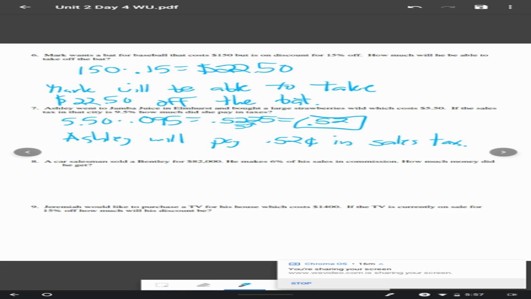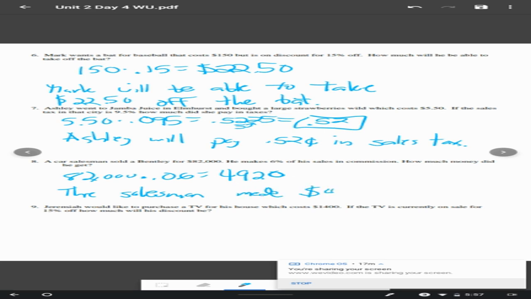Next one, a car salesman sold a Bentley for $82,000. He makes 6% of his sales in commission. How much did he get? So these are the two numbers that we just multiply for commission, 82,000. 6% divided by 100 would be 0.06 in my calculator. So if we do 82,000 times 0.06, you get 4920. So total in commission, the salesman made $4,920 in commission.